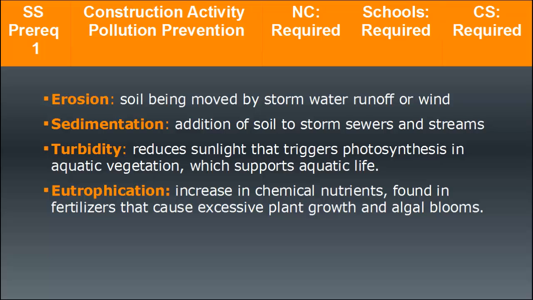Definitions you need to know are erosion, soil being moved by stormwater, runoff, or wind; sedimentation, addition of soil to storm sewers and streams; turbidity, reducing sunlight that triggers photosynthesis in aquatic vegetation, which supports aquatic life; and eutrophication, the increase in chemical nutrients found in fertilizers that cause excessive plant growth and algae blooms. I grew up on a houseboat, and I have seen these in real life, and it is not a pretty picture.